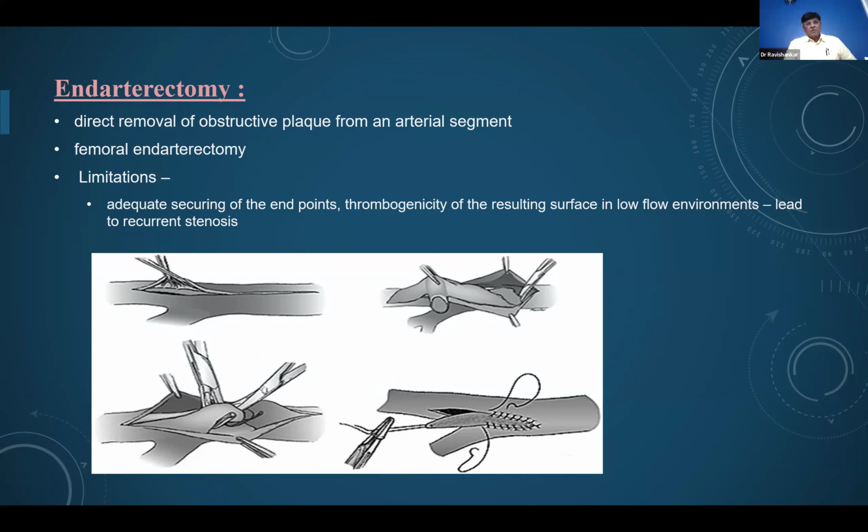Okay, now talk about endarterectomy. Sir, it is the direct removal of obstructive plaque from the arterial segment, and high success rate is seen in the femoral segment endarterectomy. The limitations are inadequate securing of endpoints, and there is a high chance of thrombus formation as there are low flow environments and raw areas, which leads to recurrent stenosis of the artery.